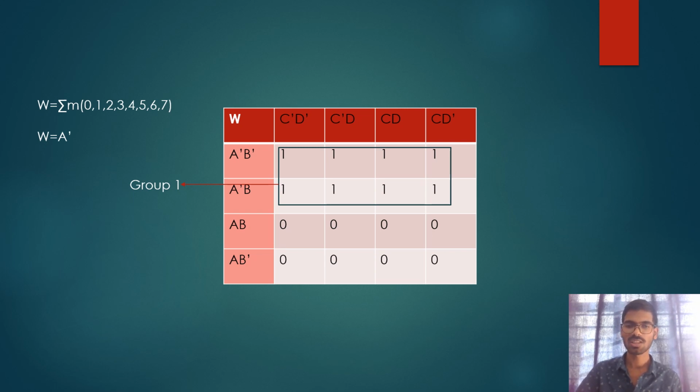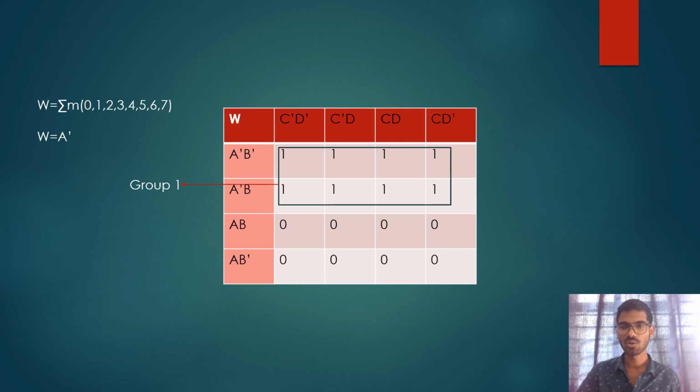What we had as the minterm representation of W: W is sigma m of 0, 1, 2, 3, 4, 5, 6 and 7, right? So at all these positions we put 1. The first position is 1, 2 here, 3 here, 4, 5, 6 and 7. At all these places we get 1. At the rest of the places we get 0.